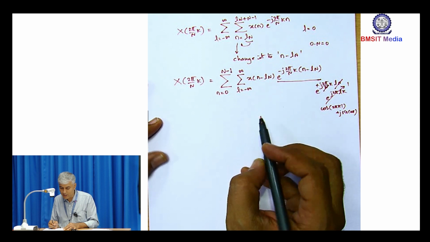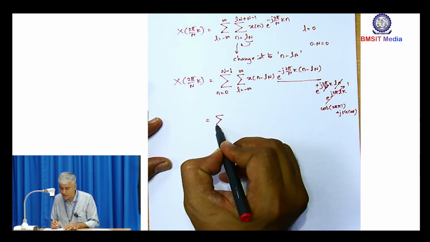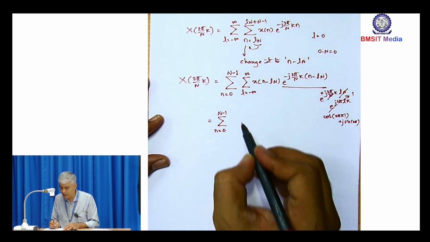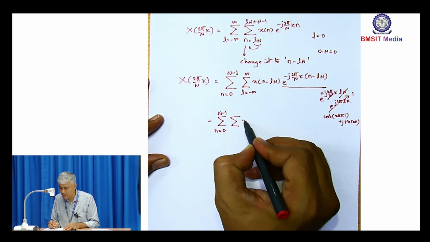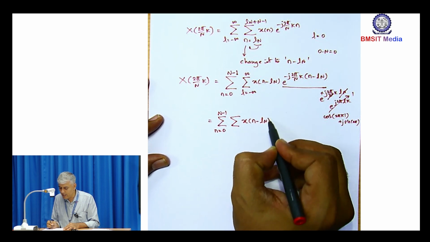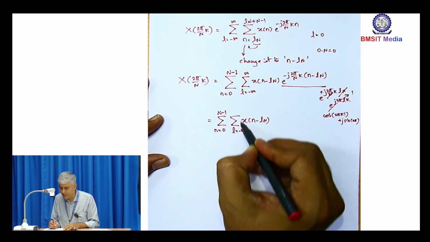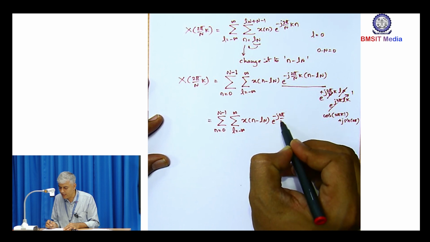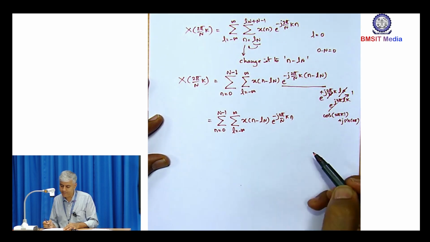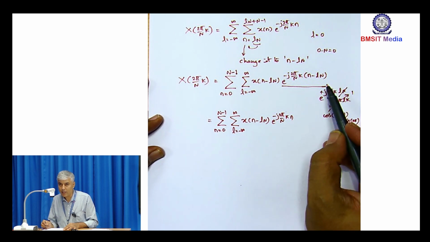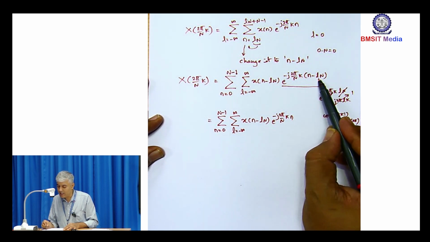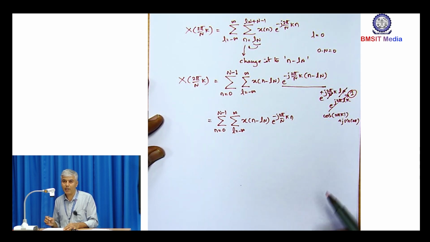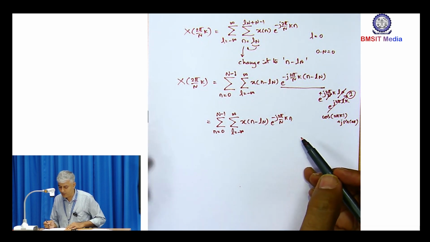So this whole representation can be reduced to summation n equal to 0 to N minus 1, of summation x of n minus lN, L equal to minus infinity to plus infinity, e raised to minus j 2 pi by N k into n. Okay. What happened to the term e raised to j 2 pi lk? That part is explained over here. So that becomes equal to 1, so that can be neglected from the expression.